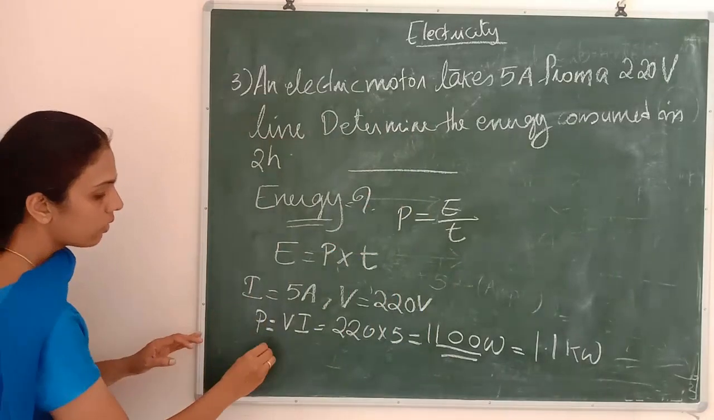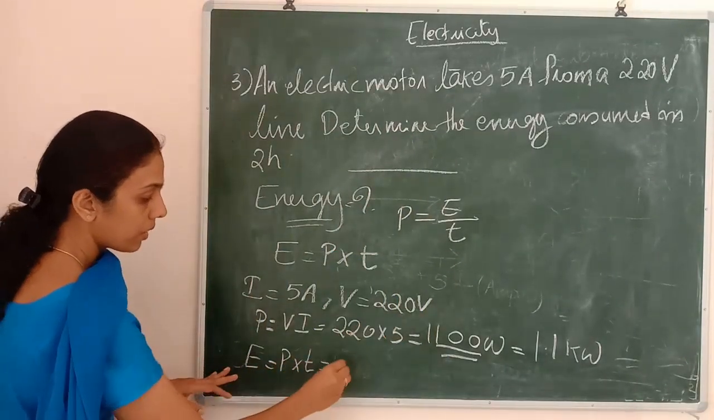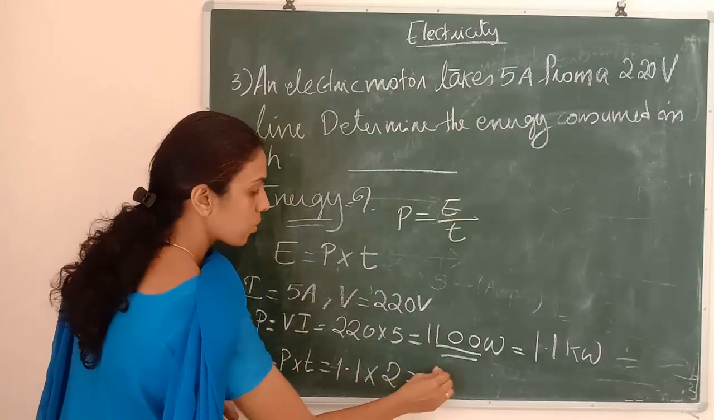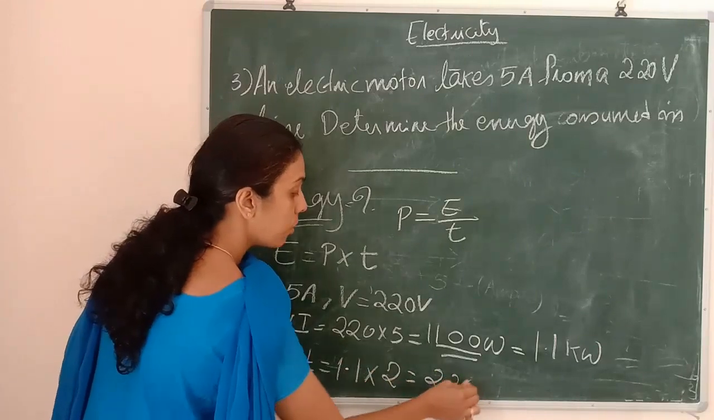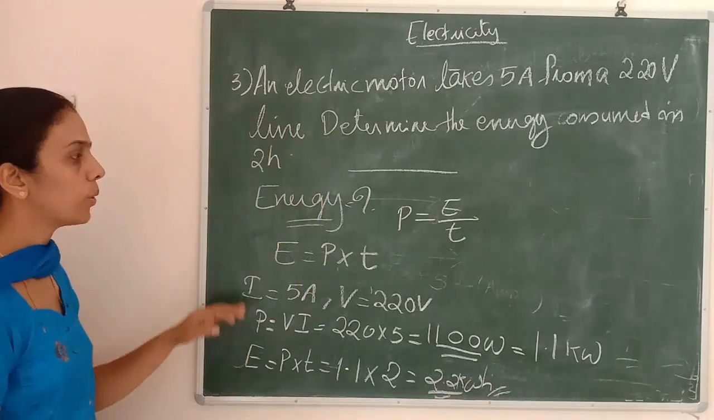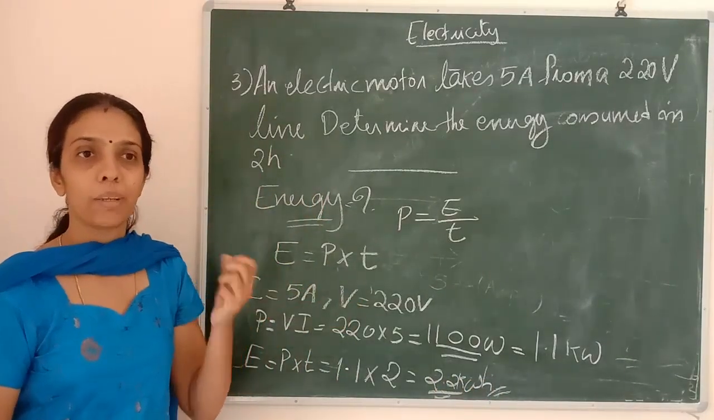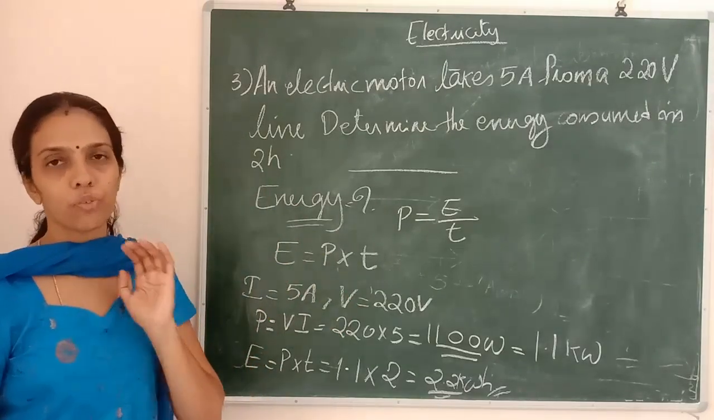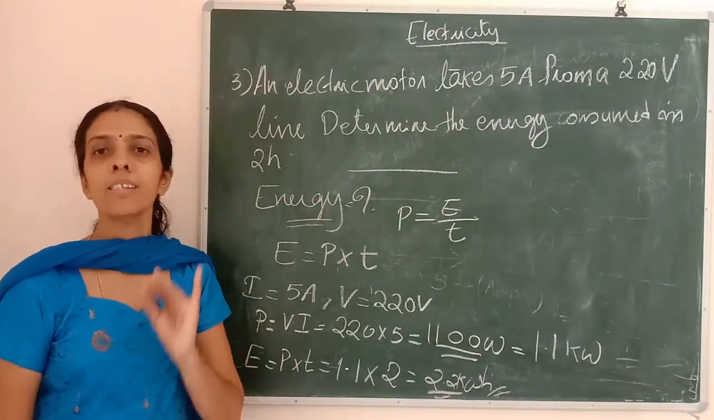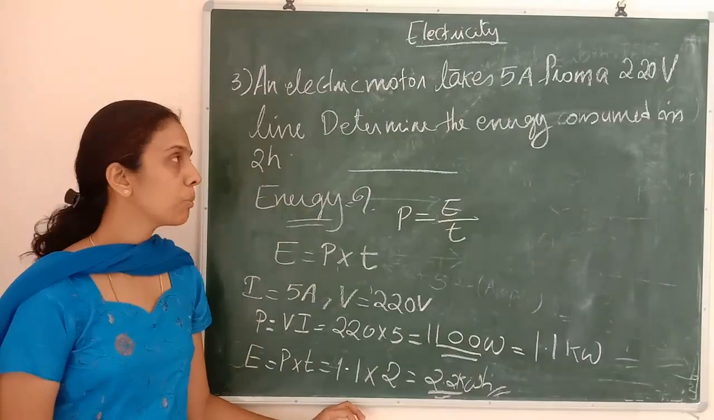Now we are going to find out the energy as P into T. What is power? 1.1 kilowatt, into time of 2 hours, so it will be 2.2 kilowatt hour. Like that you will get. So understood how to find power, you can directly apply the formula, but if they are asking for energy, energy means electric power into time. Okay, understood? That's easy, right? So shall we move to the next question?